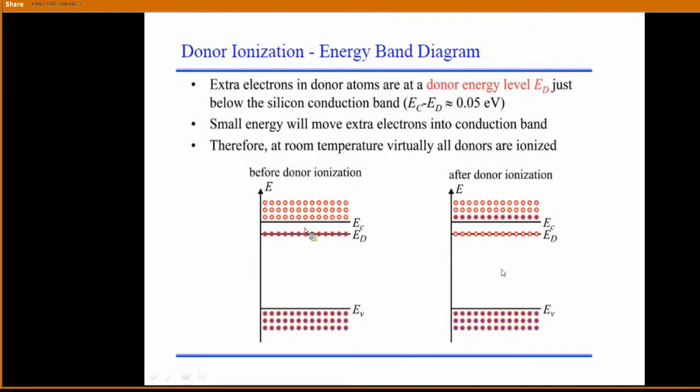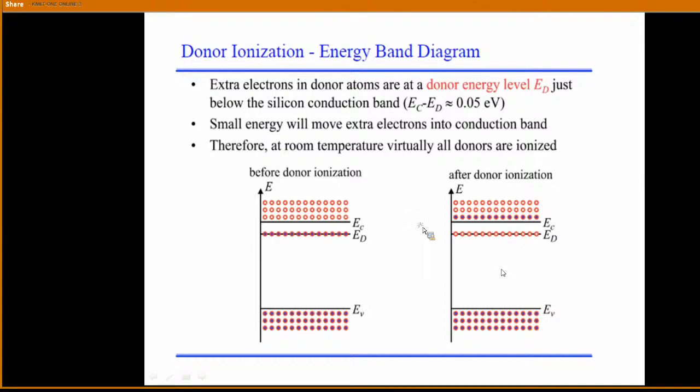Now what will happen? With a small energy, even at room temperature, these electrons can easily move to the conduction band. This is the ionization process. Before ionization, all the excess electrons are forming the donor energy level. After ionization, you are not supplying any external energy. Only at room temperature, they can easily move on to your conduction band. This is for donor ionization.